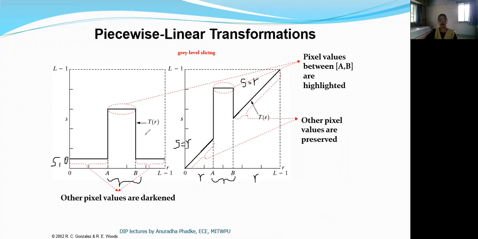So both these graphs represent gray level slicing. But in the first case, we don't preserve the background. That is, it is without background gray level slicing. And in the second case, because of this identical linear portion, we are preserving the background. So this is gray level slicing by preserving the background, or it is with background.